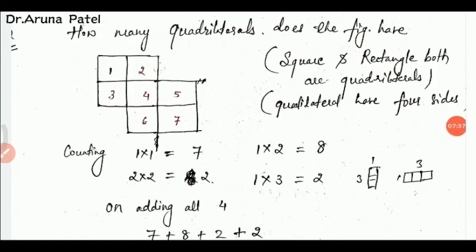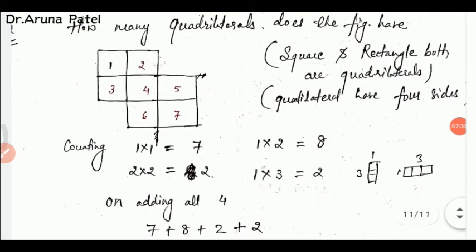Such types of questions are solved in the same pattern. First of all, you have to understand that square and rectangle are both called quadrilaterals, because quadrilateral means 4 sides. Quad means 4, lateral means sides. If a figure has 4 sides, then it is a quadrilateral. It doesn't matter whether it is a square or rectangle. First of all, you have to count 1 cross 1, the same unit side. Such small squares in the figure are 1, 2, 3, 4, 5, 6, 7. So you have to write 7.